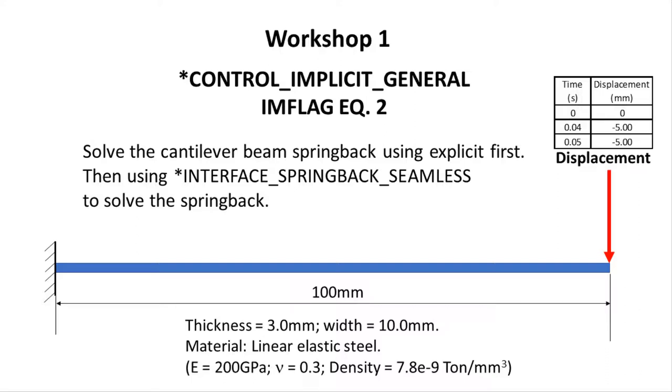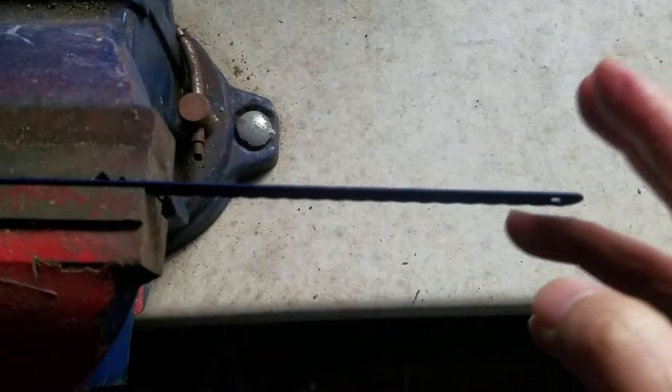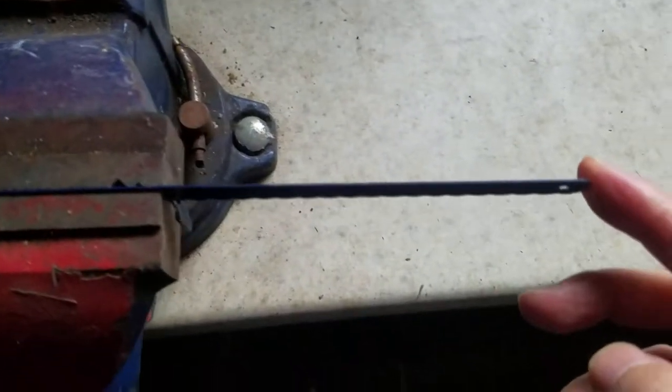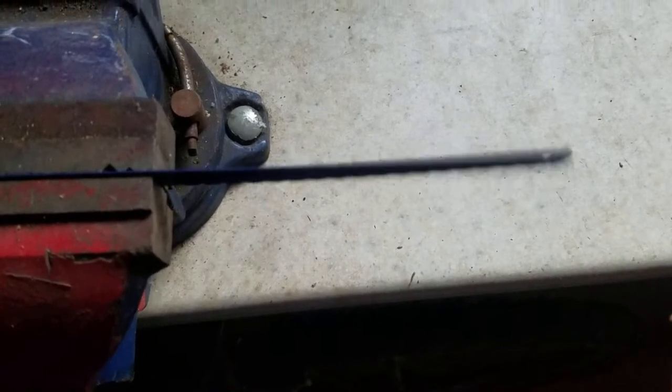Before we start the workshop, let's do a small test. This is a saw blade, half of which is clamped. Place a displacement load at the tip and then release the load. We can see the vibration of the saw blade end. Finally, the saw blade tip returns to its original undeformed position.